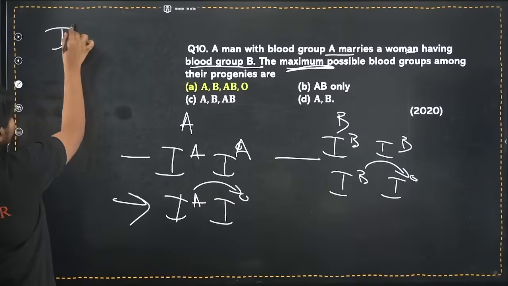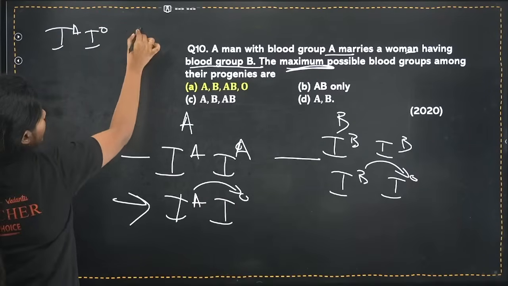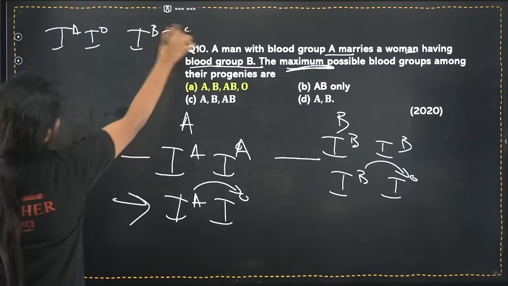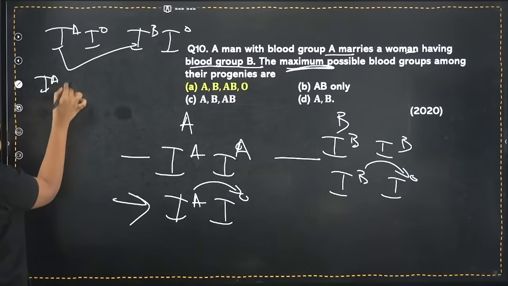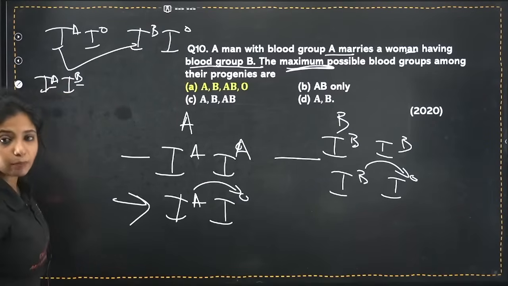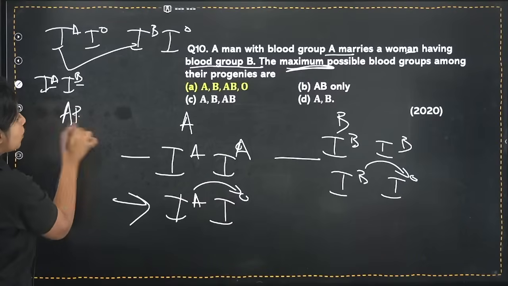So what do you do? I have IAIO, and I have IBIO. When you cross this and this, you get IAIB. A and B, both of them come together. That means both of them are equally dominant: AB blood group.